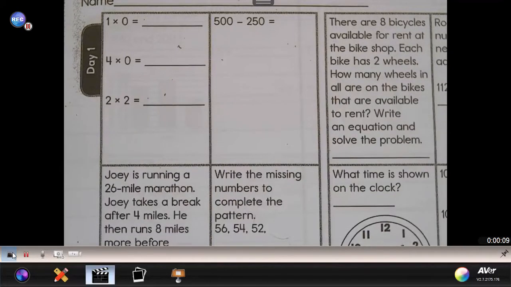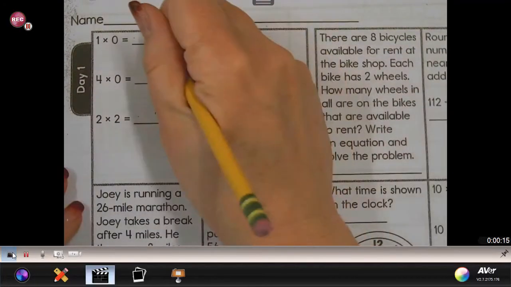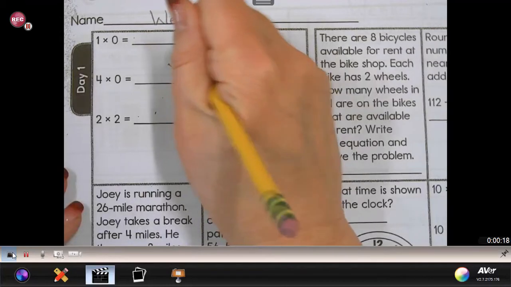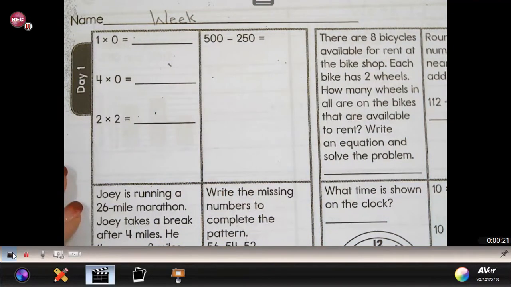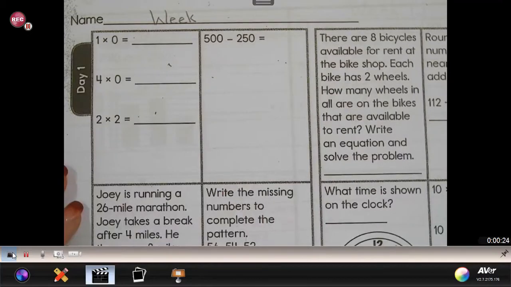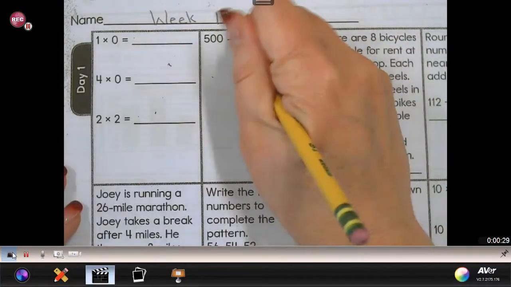We are in week 12, and this is week 12, day 1. So we are going to get started with some multiplication facts. Don't forget that you can go into your MobyMax and work on your fact fluency through the fact fluency in MobyMax. So don't forget that.